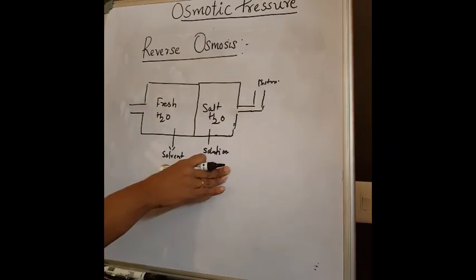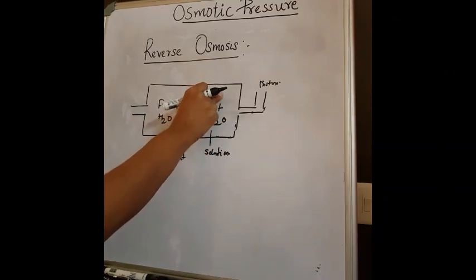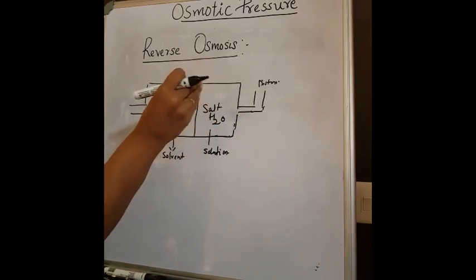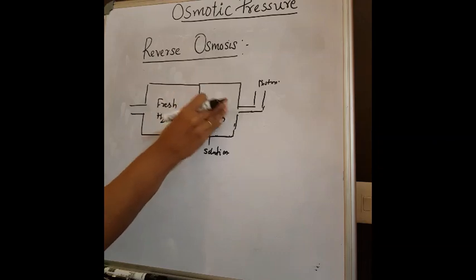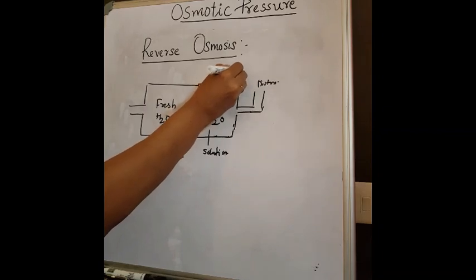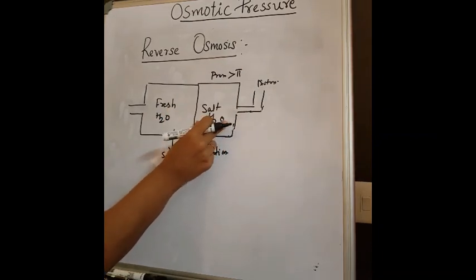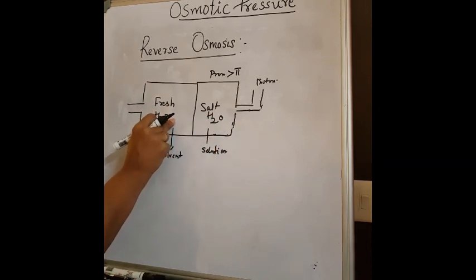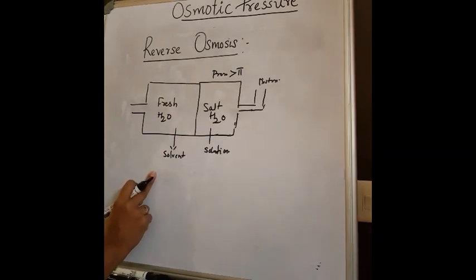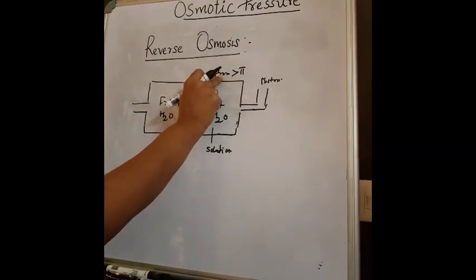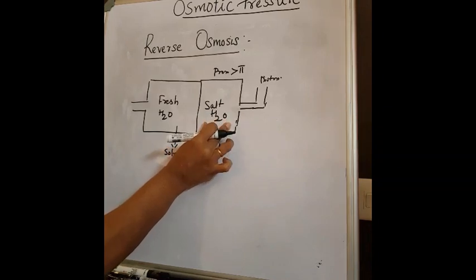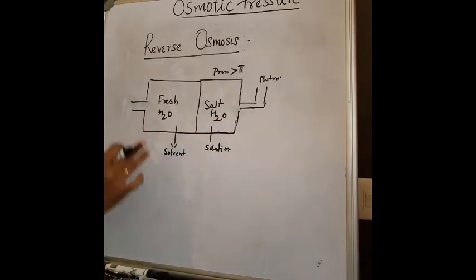Now what does reverse osmosis say? If you apply a pressure greater than the osmotic pressure. What is osmotic pressure? Osmotic pressure is the excess pressure which is needed to stop the osmosis. Now if we give a pressure which is greater than the osmotic pressure, what will happen? The solvent from the solution will move into the solvent side, correct? By means of a semi-permeable membrane. You got it? So by applying a pressure greater than the osmotic pressure, we can have the flow of the solvent molecules from the solution side to the solvent side.